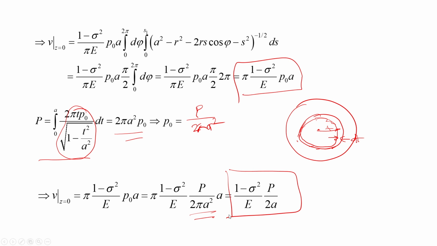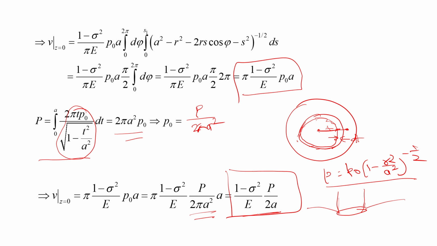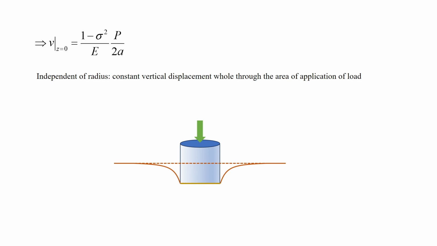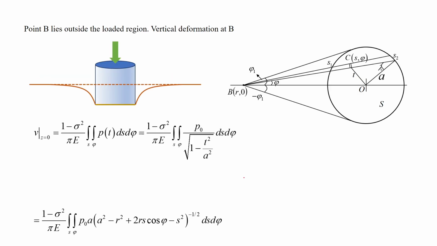So, this is the expression, and what is interesting here is that we are trying to find the displacement or deformation at a point at radius r from the center, and that comes out to be independent of r. What it means is that this load distribution, p 0 into 1 minus r square by a square to the power minus 1 by 2, leads to a uniform deformation at the surface. So, in essence it is possibly a circular flat plate punch which is pressed against this elastic half space. It is a constant vertical displacement through the whole area, and that is why it gives rise to this.